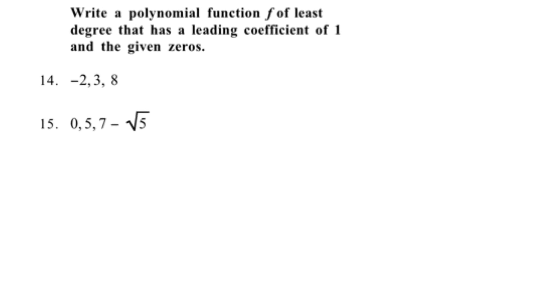Write the polynomial function of least degree that has the leading coefficient of 1 and the given zeros. So we did this on Friday. If my zero is -2, my factor is x plus 2. If my zero is 3, my factor is x minus 3. If my zero was 8, my factor is x minus 8. And now I just multiply it out. We have a leading coefficient of 1, and none of these are squared. That's what least degree means. None of them are double or triple roots.